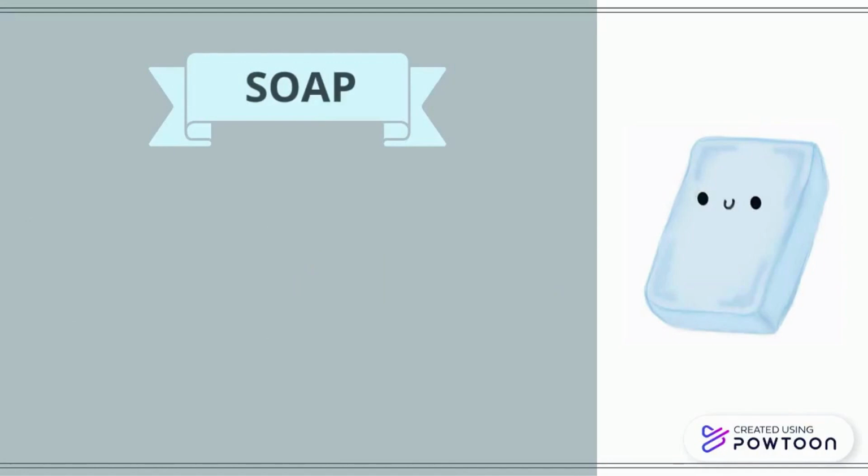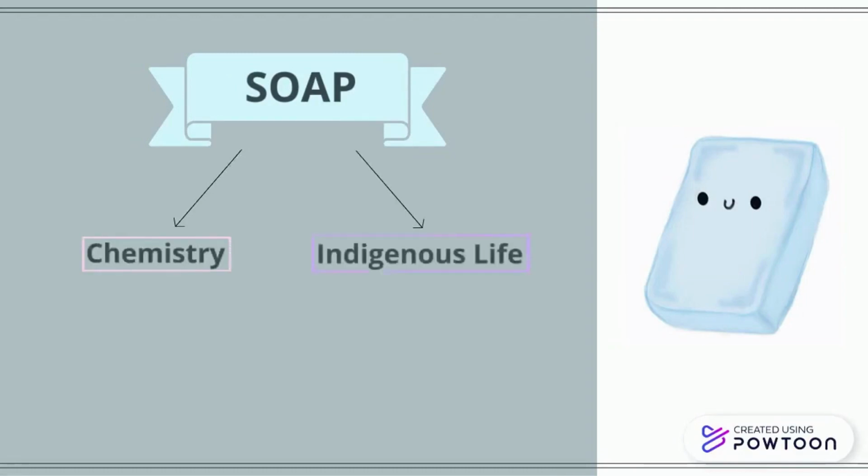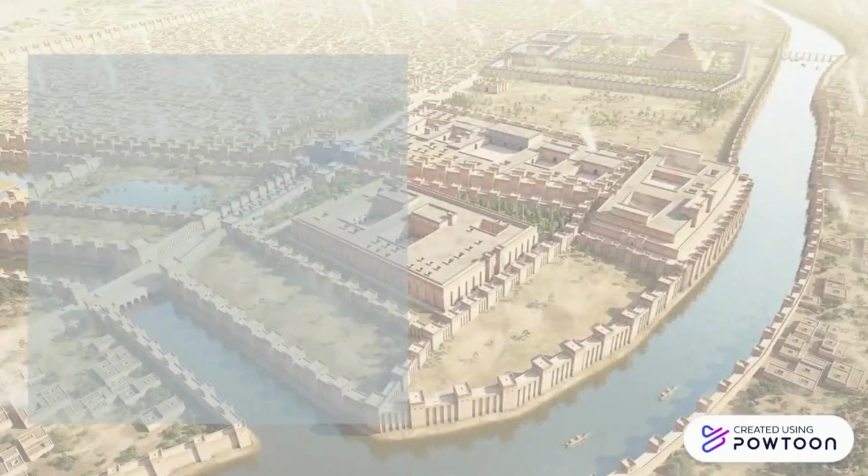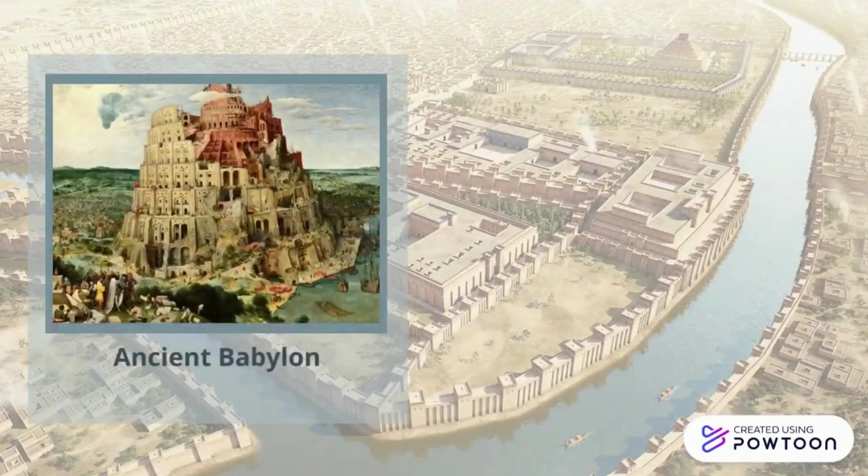But how and where did this cleaning utensil come from? How does soap relate to chemistry and indigenous life? First of all, we need to go back in time, as far back as ancient Babylon, and as early as 2800 BC. It wasn't used for personal hygiene at the time, but was mostly used to clean clothing and materials.